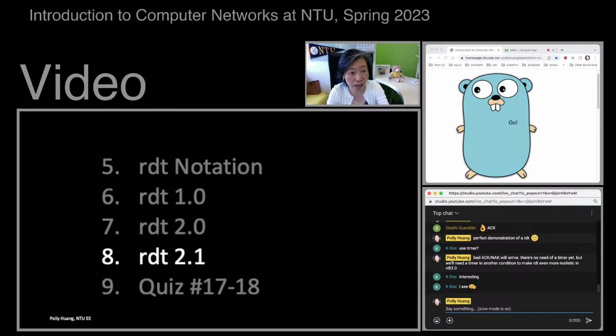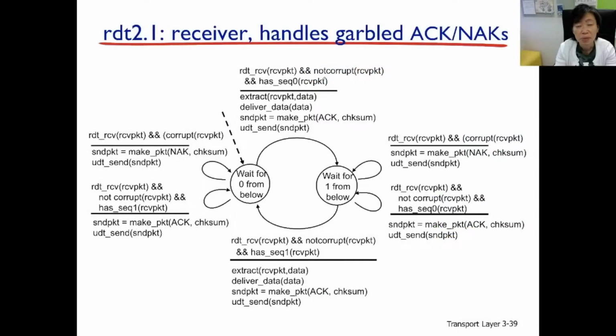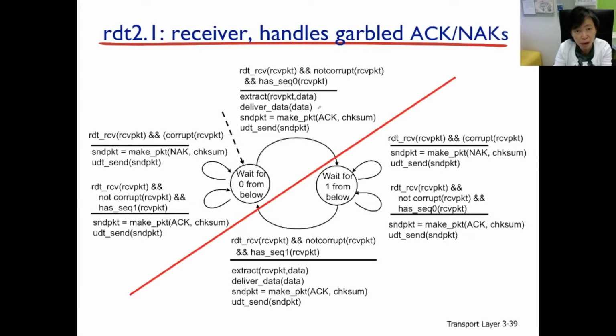Now let's check out the receiver side of 2.1. And this is the receiver of RDT 2.1. You see similarly the number of states and transitions also doubled. We borrow the technique I used to describe the sender side. So the line in the middle here indicates that the upper left and the lower right are the mirror of each other. The difference is just that the upper left is handling data sequence number 0, expecting data sequence number 0. And the lower right is expecting and handling sequence number 1.